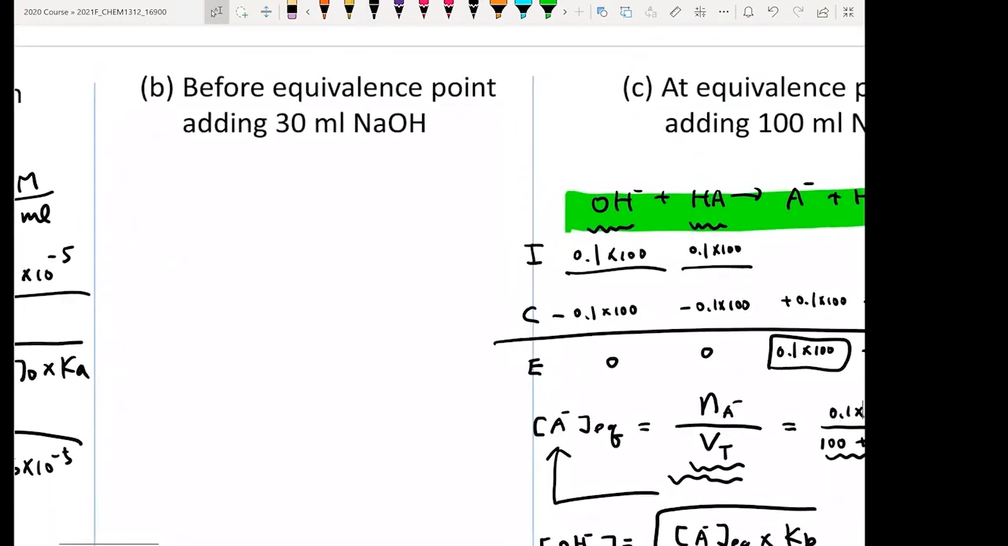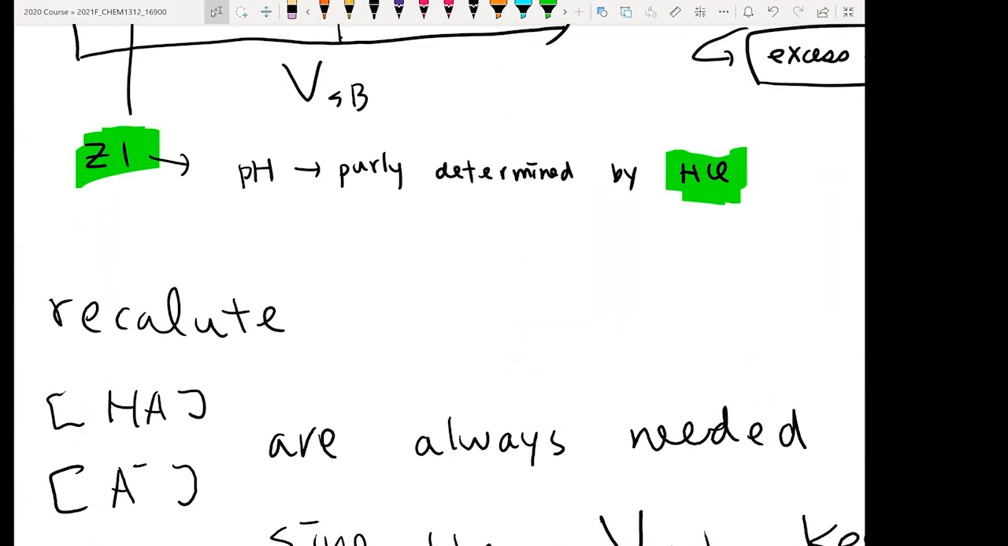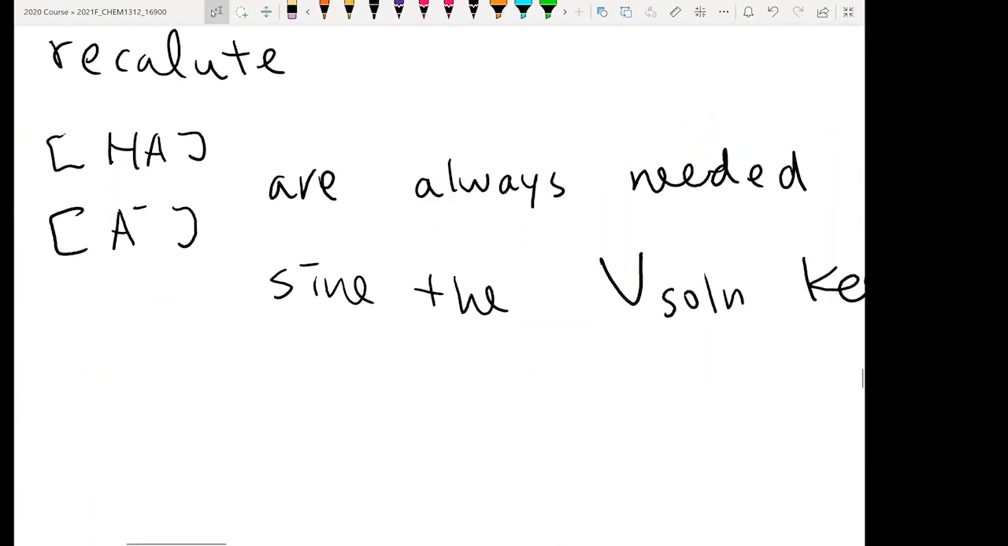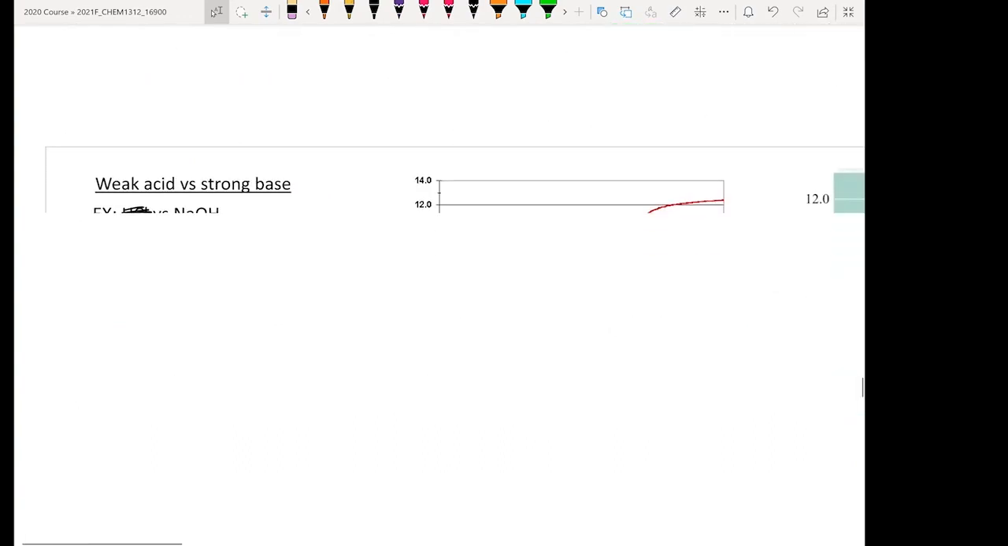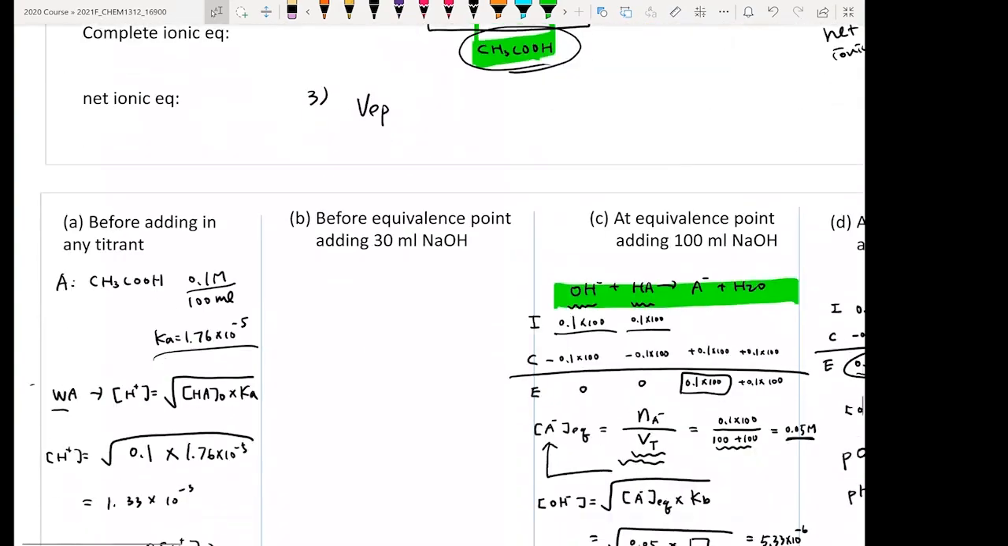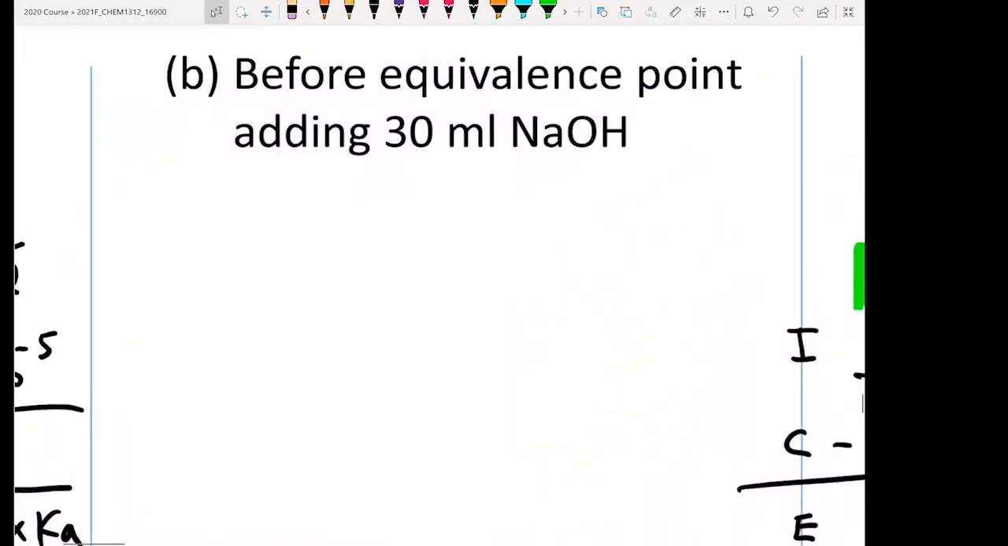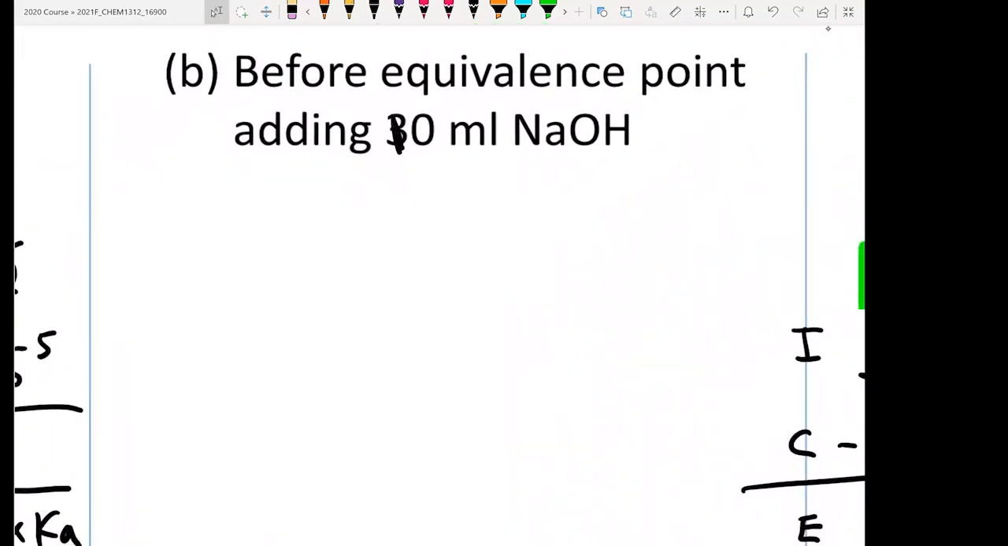Now we come to zone 2. In zone 2, we know we are going to have a buffer solution. I want to change these things a little bit. On the slide, I actually show we add in 30 mL, right? So I want to change it to 50 mL for now. Okay, so let's say we add in 50 mL of NaOH.